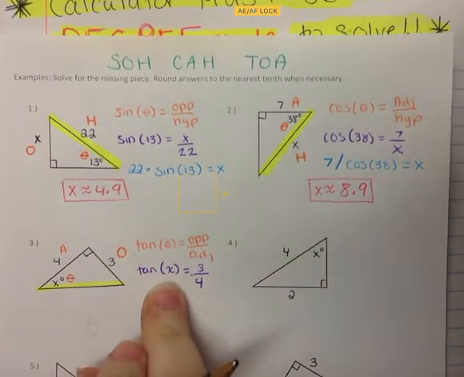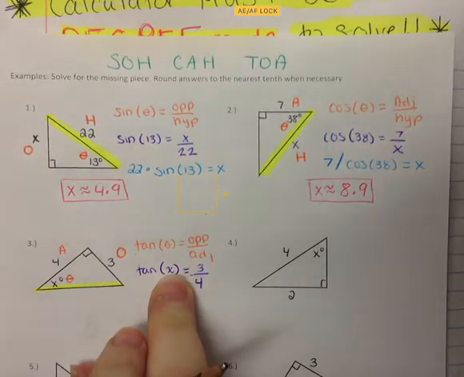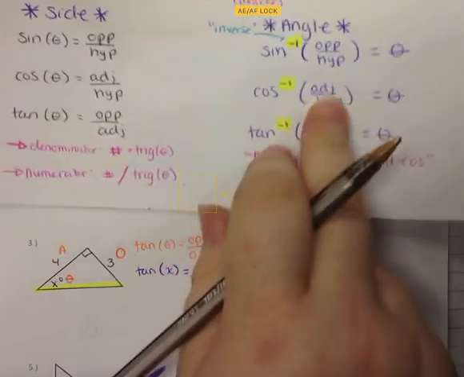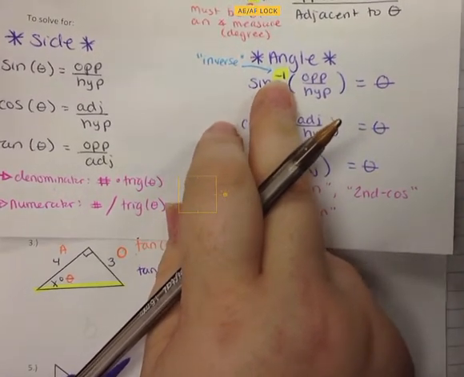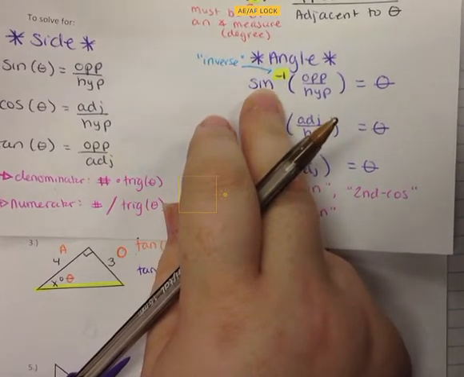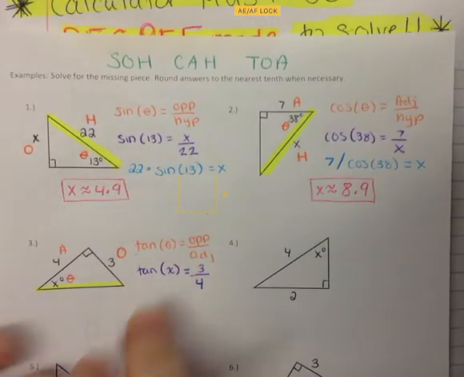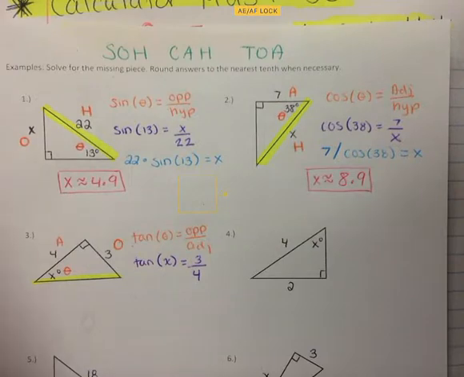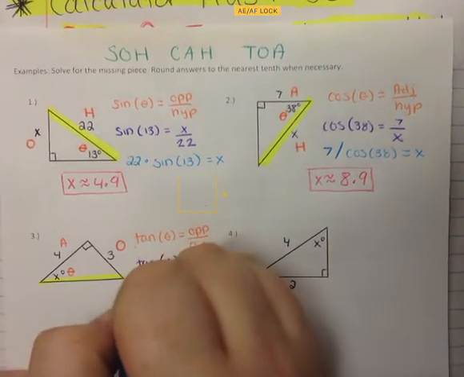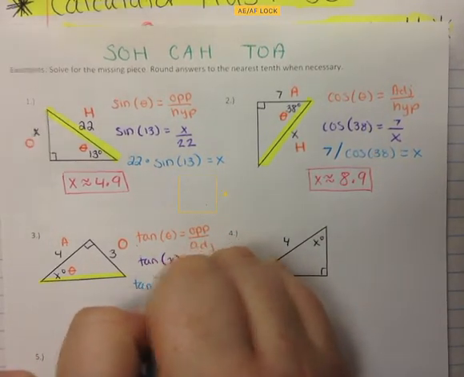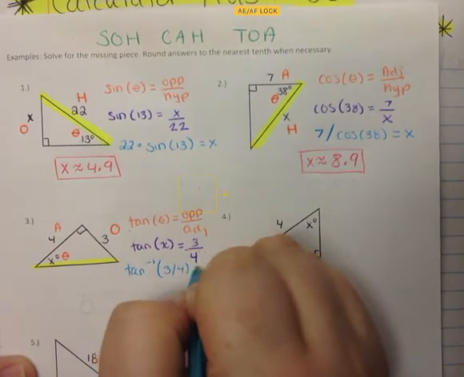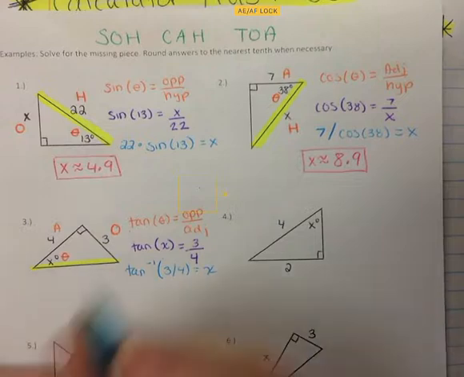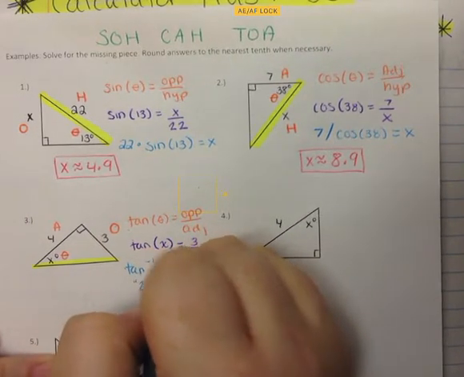Now this time, we're actually looking for theta, because we don't have theta. If we look for theta, if we're finding that angle, we have to do the trig inverse. So we have to do second sine, second cosine, second tangent. So this time, we have to do the inverse of it. That means in our calculator, we'll do our tan inverse of. And we actually keep that same fraction, so it'll be 3 over 4, and that will give us our theta. So again, that's our second tangent.